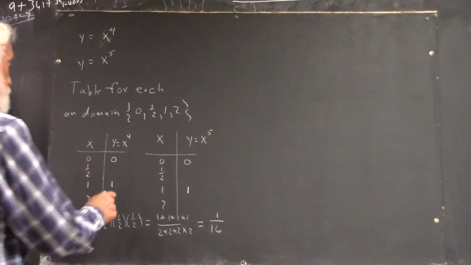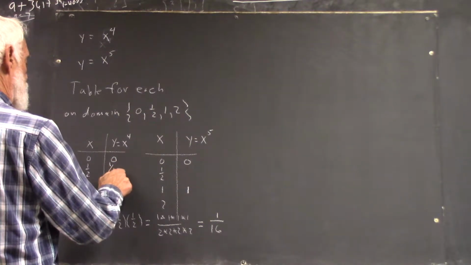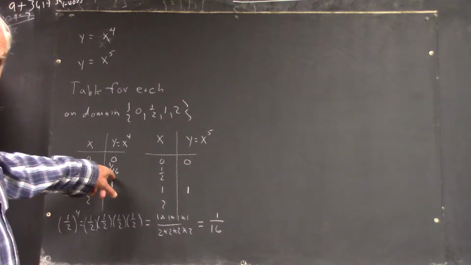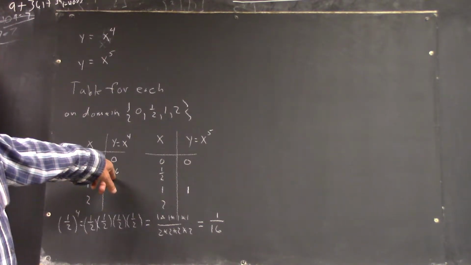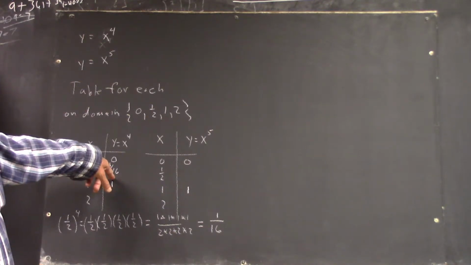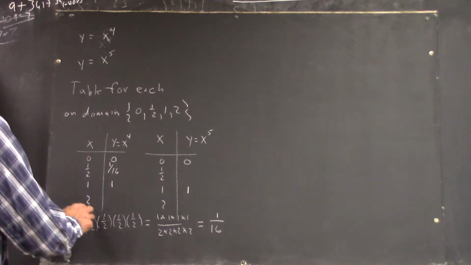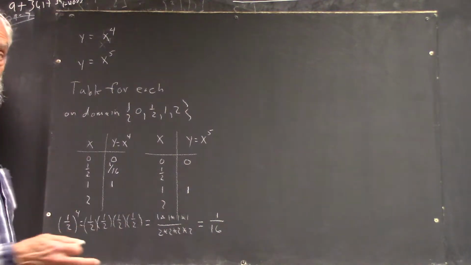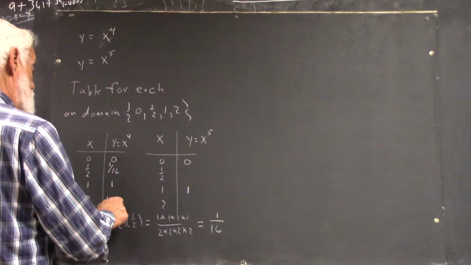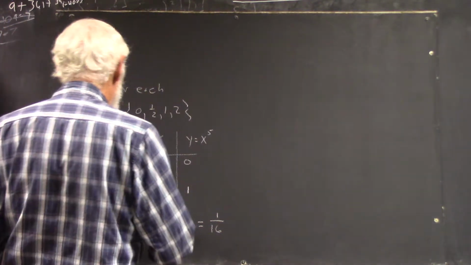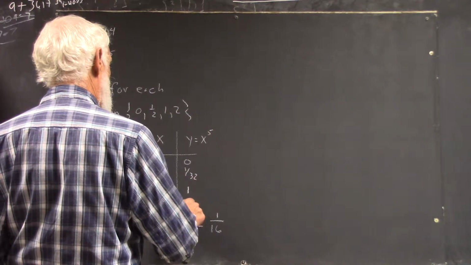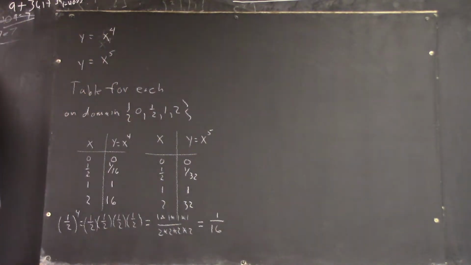And I don't want you to write a decimal, I want you to write 1/16. Okay? And I want you to be able to graph 1/16. Okay? Well, then 2 to the 4th, well, 2 times 2 times 2 times 2. That's 16. 1/2 to the 5th is 1 over 32. 2 to the 5th is 32. Okay?